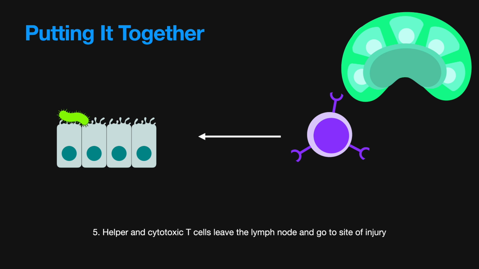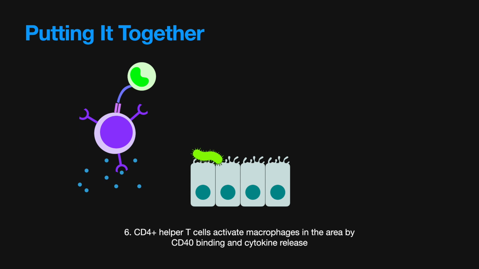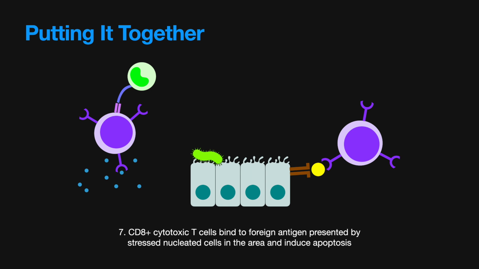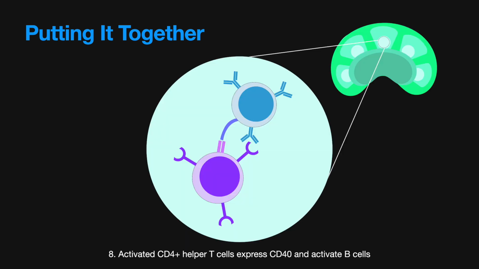Activated helper and cytotoxic T cells then leave the lymph node and go to the site of injury. The CD4 helper T cells activate macrophages in the area through CD40. They also release cytokines that can activate unbound macrophages. The CD8 cytotoxic T cells can identify foreign antigen presented by stressed nucleated cells that are in the area and induce apoptosis in those cells.